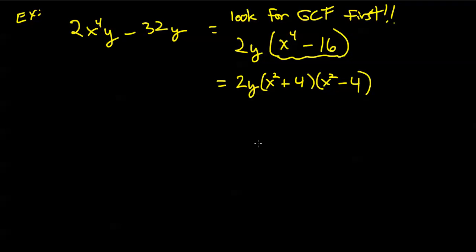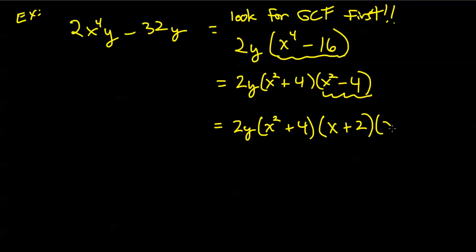Alright, so we factored twice in this problem already, and I think we can still factor again. This x squared minus 4 is also a difference of squares. 2y is a prime factor that'll carry down to my final answer. X squared plus 4, remember, sum of squares does not factor, but you must carry that prime factor to your final answer. And finally, x squared minus 4 is going to be x plus 2 times x minus 2.